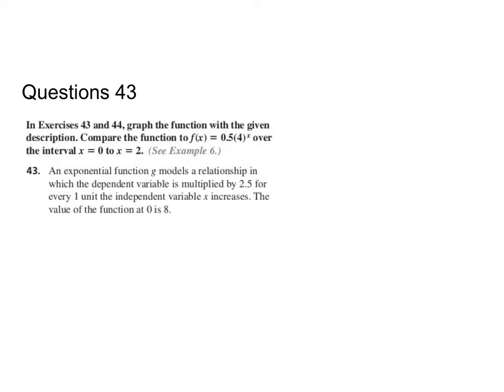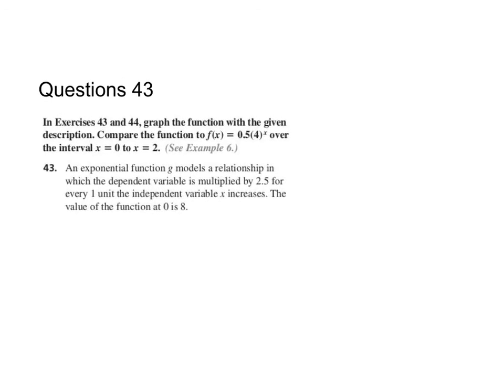I personally would write an equation for this. And so here, when it's saying the dependent variable is multiplied, it's multiplied by that. That means that is my constant variable that is being multiplied by. So that's my b is 2.5.